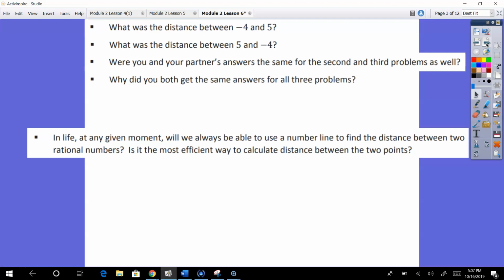In life, at any given moment, will we always be able to use a number line to find the distance between two rational numbers? No, we could always draw it out technically, but that's difficult. Is it the most efficient way to calculate the distance between 2 points? Okay, efficient. Think about that. Is it always efficient to draw a number line every time you need to know distance or change? No.